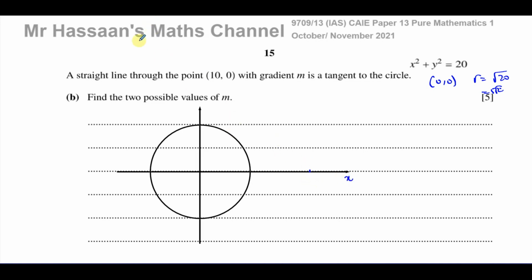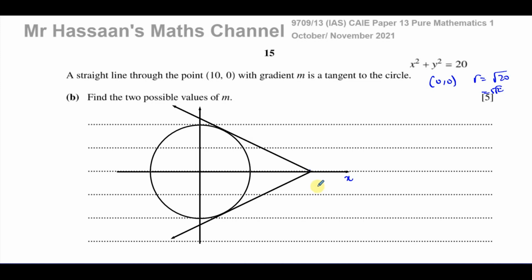Now from that point to the circle, we're going to have a tangent. And there's another possible place where you could have a tangent, also coming from that same point. Those are the two possible lines, which will have the two possible gradients, which we now know are a half and minus a half. We're going to show it from this now.